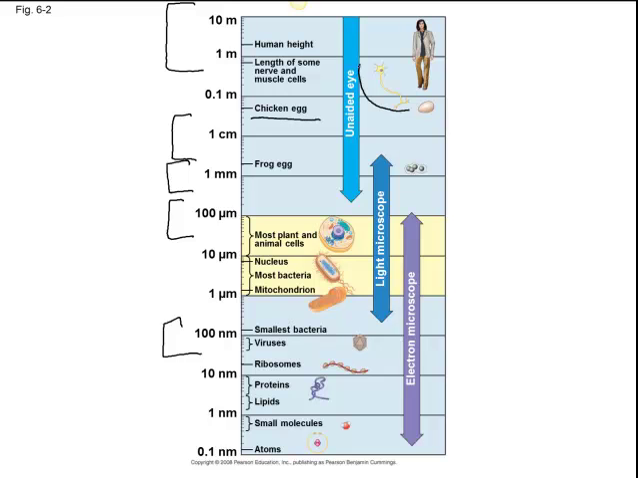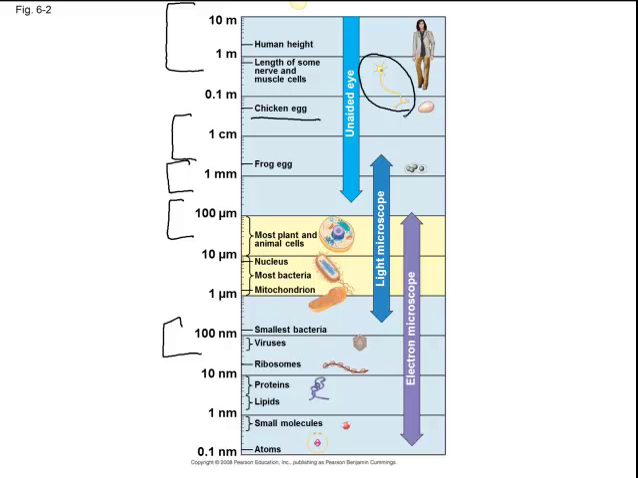A nerve cell is also a cell. Nerve cell, the length could be close to approximately a meter or so. A chicken egg could be anything from about 10 to 15 or 20 centimeters in length. Now, frog eggs range from millimeters to a centimeter.